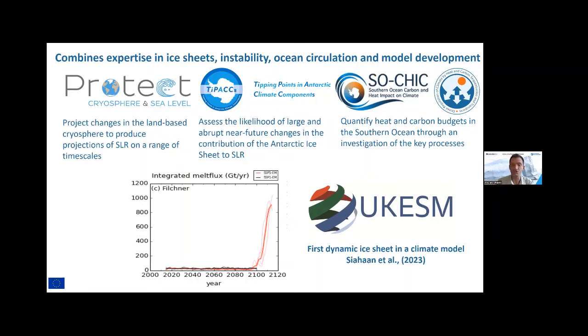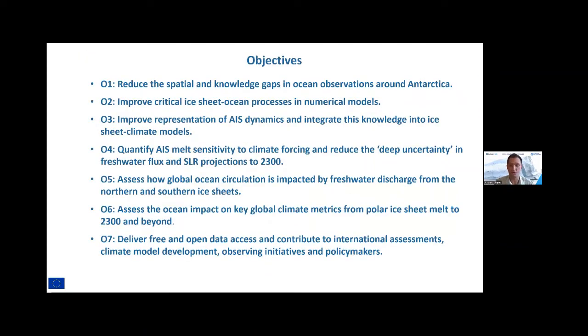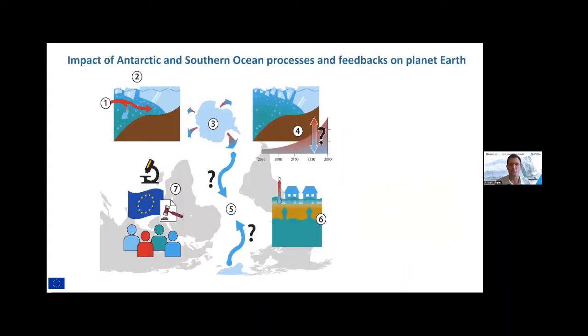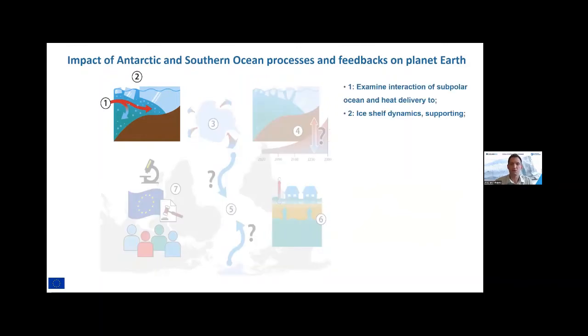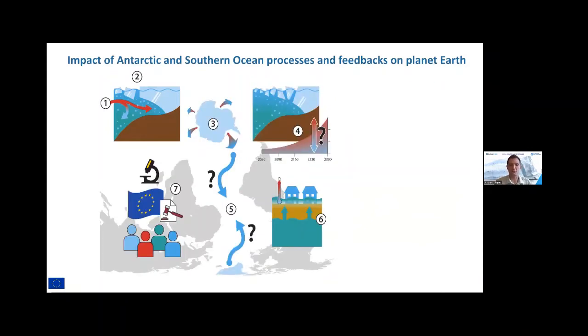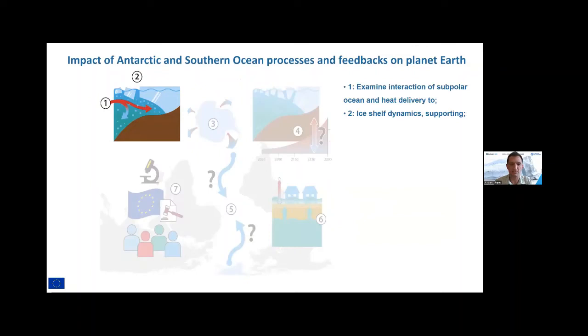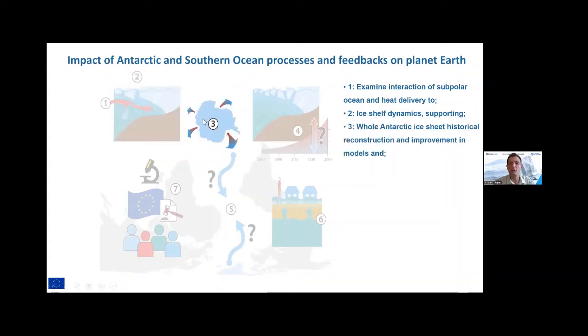So Ocean Ice will take this model, this expertise and other tools and start to integrate them together to address these questions. So Ruth touched on these objectives, so I will skip over that in favour of more graphical representation. So this is effectively a graphical layout of the project setup. We're hoping to look at the interaction of the subpolar ocean and heat delivery to the Antarctic ice shelves, and understand both how that happens and the subsequent ice sheet dynamics.